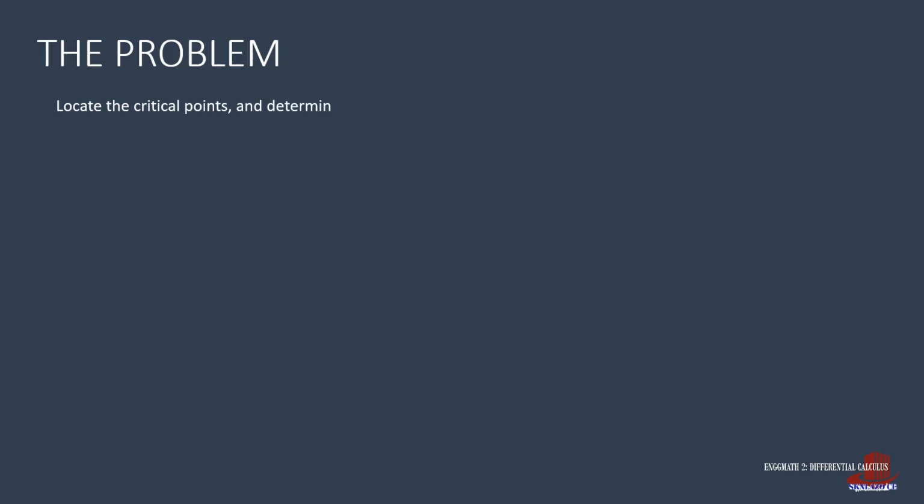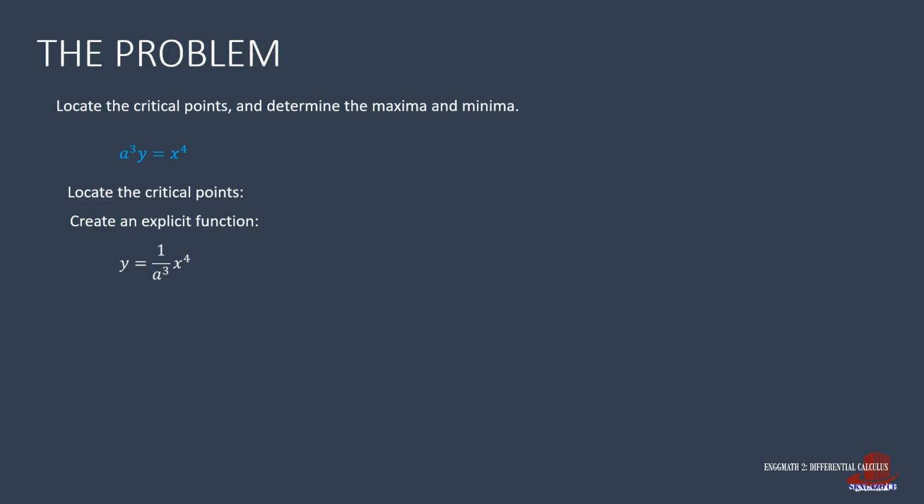The fourth example involves the function a cubed y is equal to x raised to 4. The first step is to locate the critical points, and that is by taking the first derivative. The function has a cubed with y, but a cubed being a constant can be cross-multiplied to the other side to create an explicit function. So y is now x raised to 4 upon a cubed. Differentiate this function to find the slope.